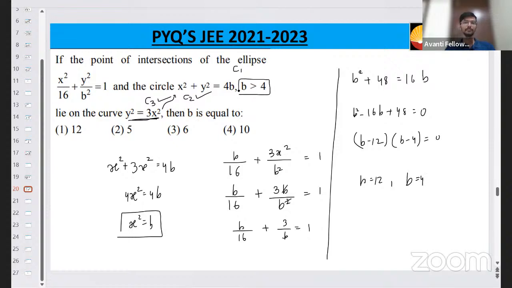They have given b should be greater than 4. That means this we cannot take. Our answer is b equals 12, which is option number 1. Got it? So let's move on to the next question.